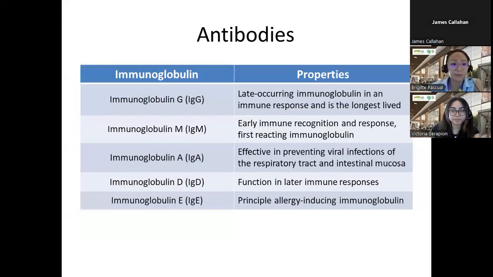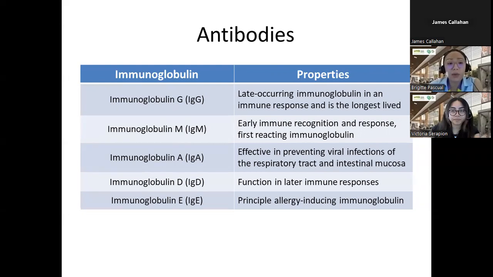Next slide, please. The antibodies are produced by B lymphocytes and they are called immunoglobulins. There are 5 classes of immunoglobulins. IgG is the late-occurring immunoglobulin in an immune response and is the longest lived. IgM is the early immune recognition and response, the first reacting immunoglobulin. IgA is effective in preventing viral infection of the respiratory tract and intestinal mucosa. IgD functions in later immune responses, and IgE is the principal allergy-inducing immunoglobulin. In IPAC, IgG and IgM are the most important antibodies and most commonly asked about in the exam.